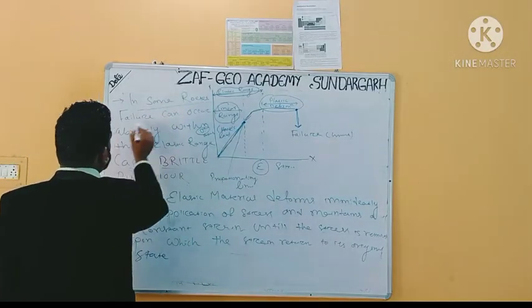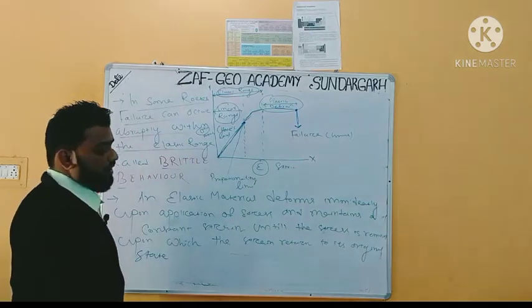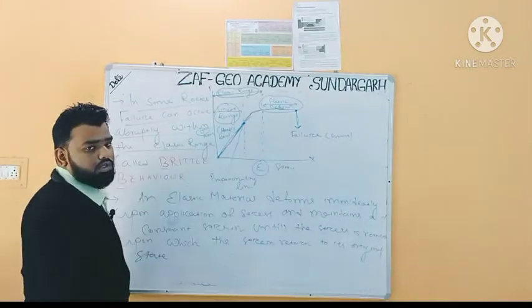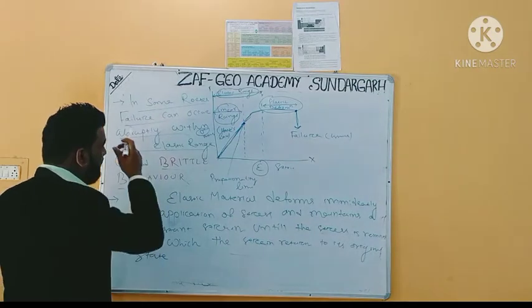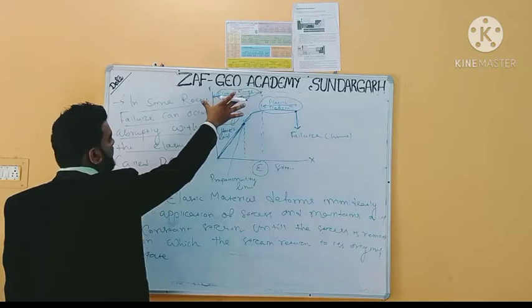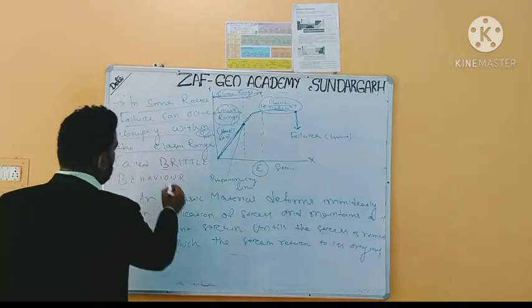In some rock, failure can occur abruptly within the elastic range. That means we are reading geology, not physics, right? So we will talk about the rocks only. In some rocks, failure can occur within the elastic range. Within this range, some rock will break down, and this is called brittle behavior.